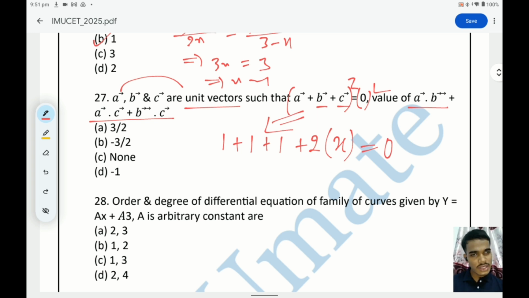Now if we want to find the value of x, if you solve it, this is just a simple linear equation, that is x is equal to minus 3 upon 2, so option B will be the right answer. Very simple question. Now about 28.